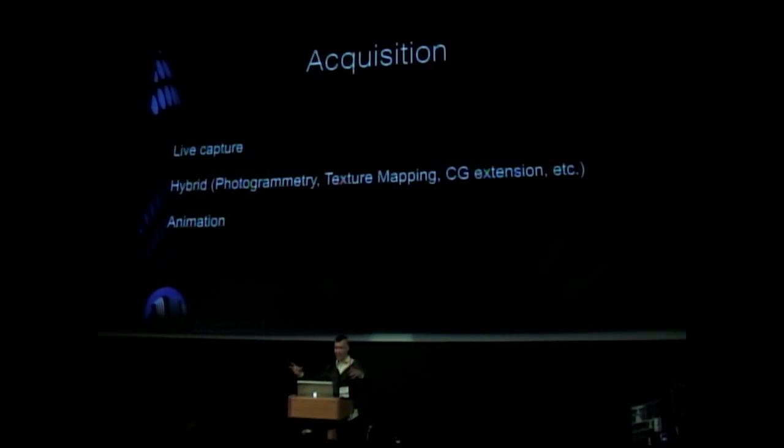So let's talk about acquisition. How do we acquire content? How do we acquire or create these Dome Masters? There are three main ways. You've got live capture, hybrid, where you're combining live capture with computer graphics or visual effects techniques, and then you've got pure animation. So I'm gonna invite Robin Sipp from Mirage 3D to talk about live capture. He's really an expert at this.